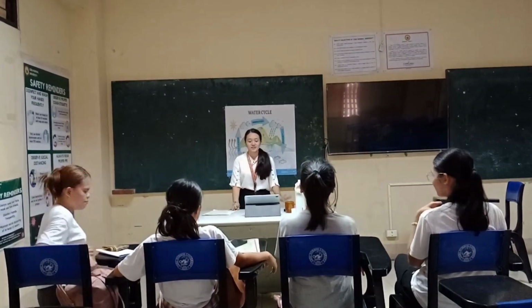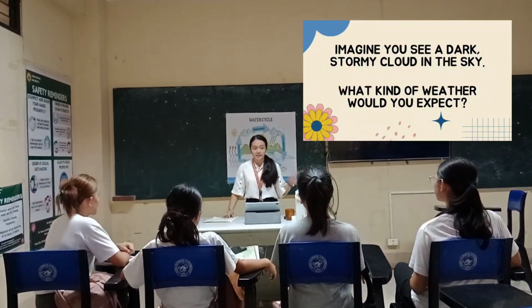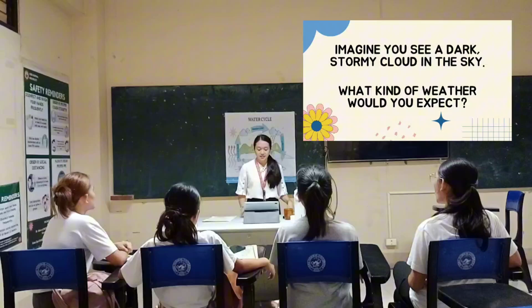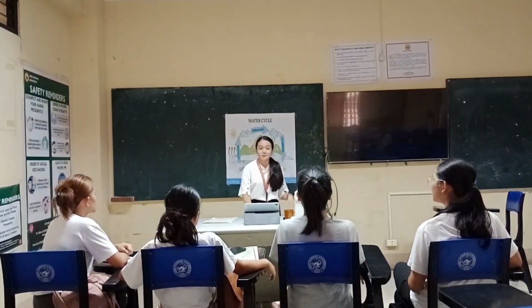Okay, now that we understand the water cycle, let's see how we can apply this knowledge. Imagine, class, you see a dark, stormy cloud in the sky. What kind of weather would you expect? Stormy. Yes, exactly. It's probably going to rain or there's a storm.